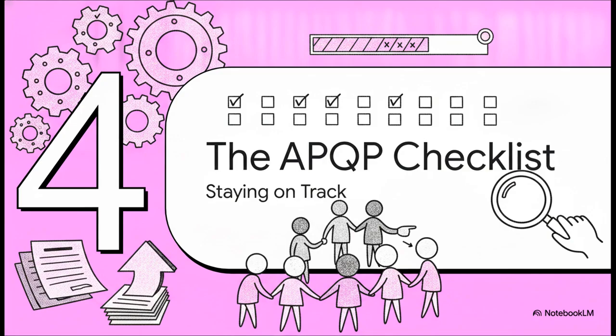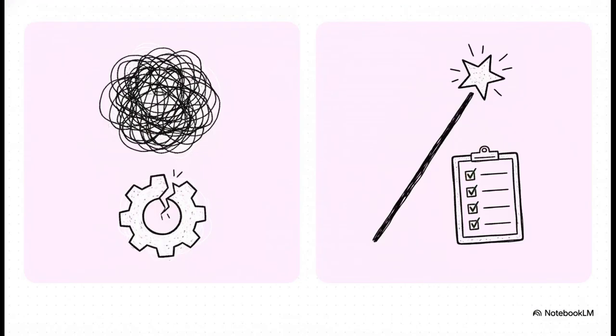Section 4. The APQP Checklist. So what holds all this together? Imagine the chaos of launching without an APQP checklist. You're prone to errors, steps get skipped, and critical customer requirements are totally missed. But with the checklist, it becomes your daily vehicle for structured, timely development. It guarantees that quality requirements are met at every single checkpoint. It's basically your ultimate roadmap for getting things done right.